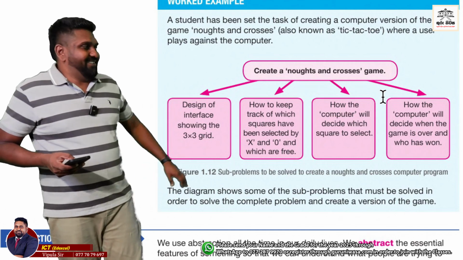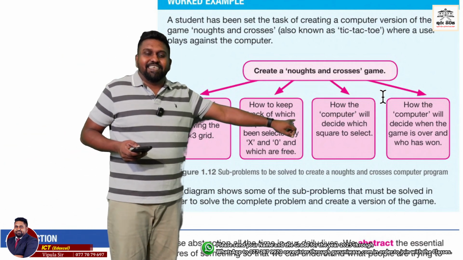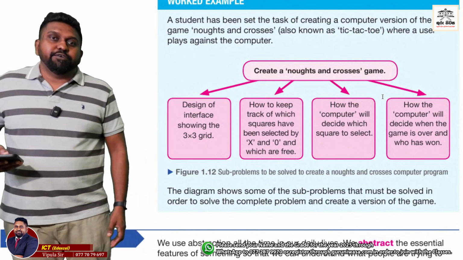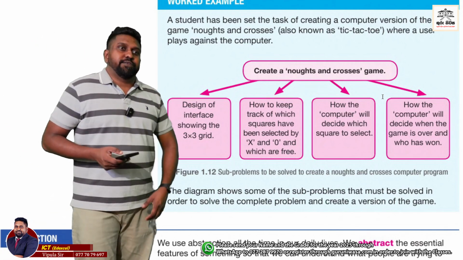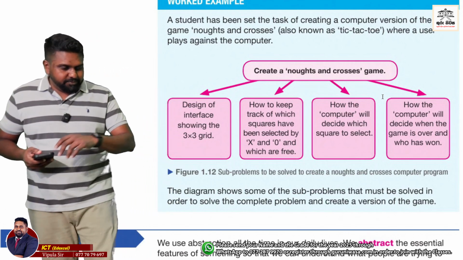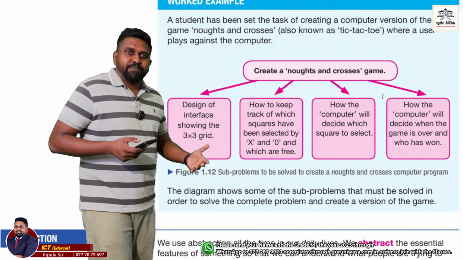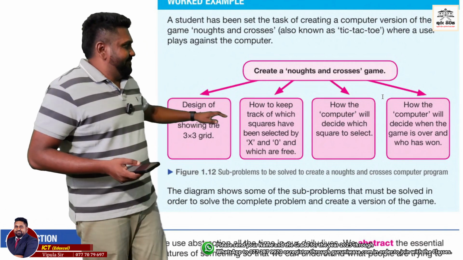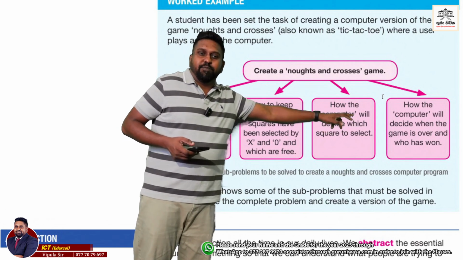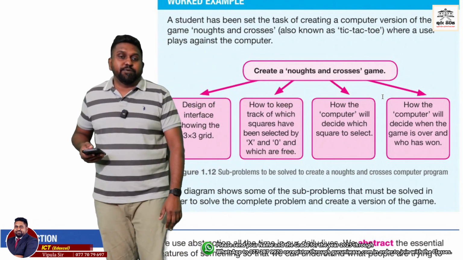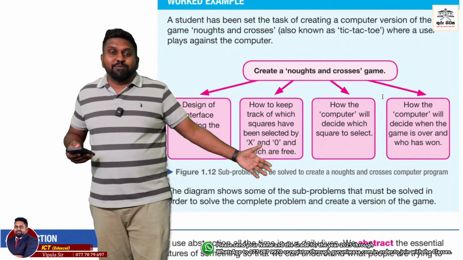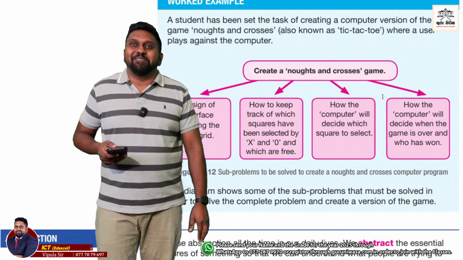the hard point, the fourth item, is to come up with a way for the computer to decide which square to select, how the computer can decide which particular square it has to select in order to play the game, right? So we have got the major points, and finally the last point, which is to know how the computer will decide when the game is over and who has won, right?